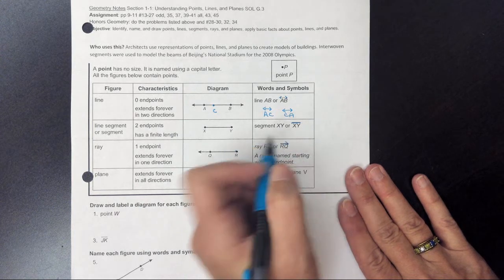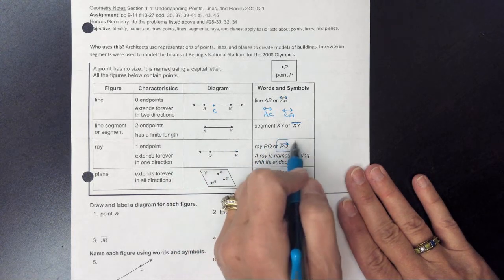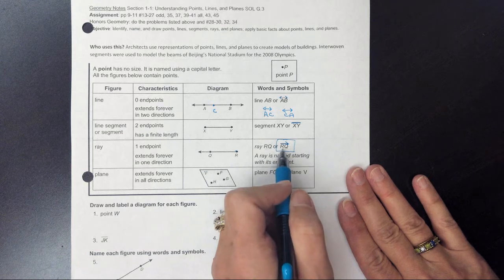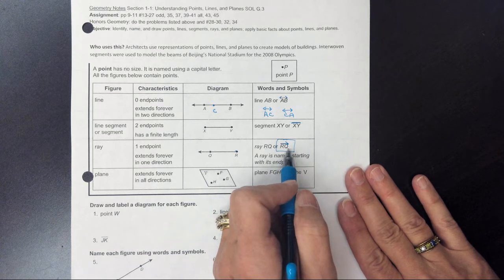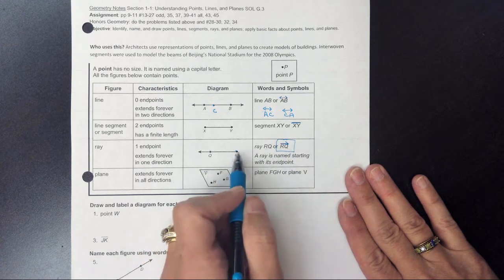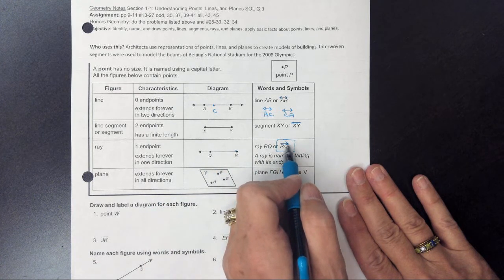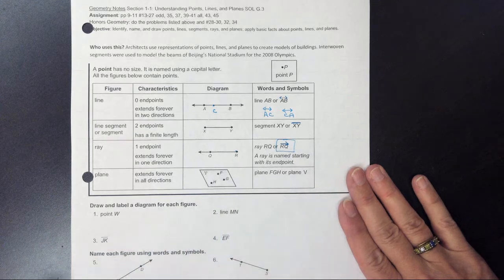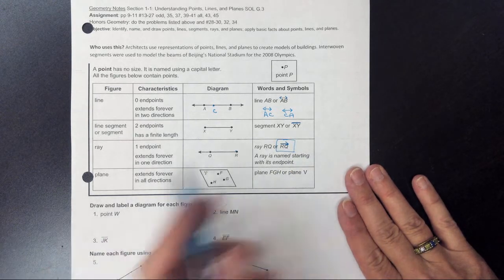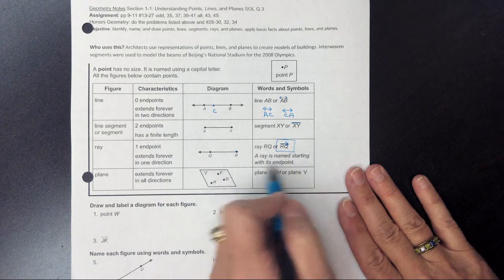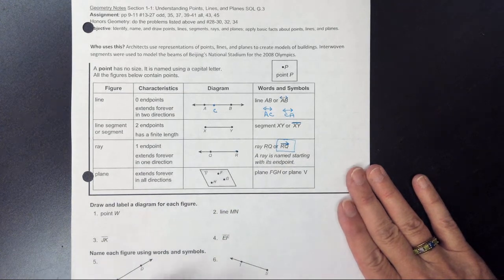Notice when you're naming it, it's always going to be in this format. You're always going to start with the endpoint and the second letter indicates what direction on the ray that you're going in. And the arrow is always pointing to the right. Always 2 capital letters. Okay, so it says a ray is named starting with its endpoint. So if you remember that, that'll help.